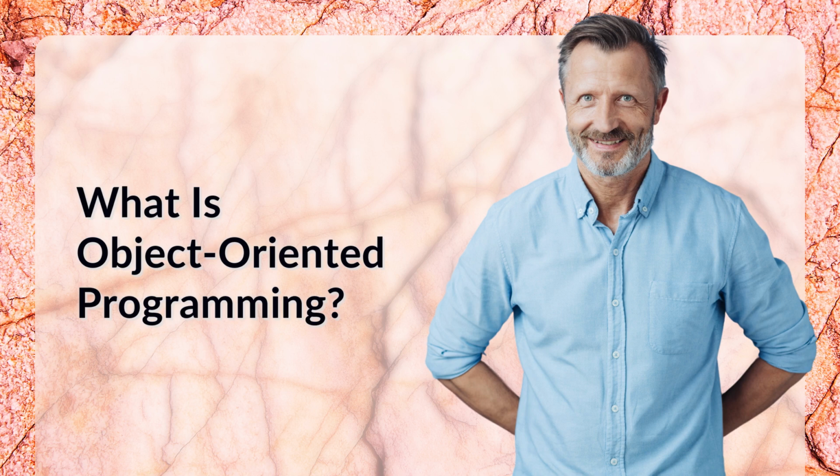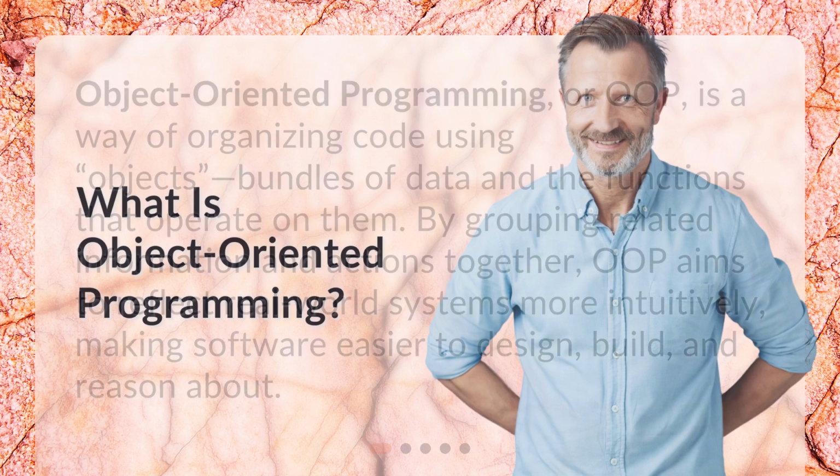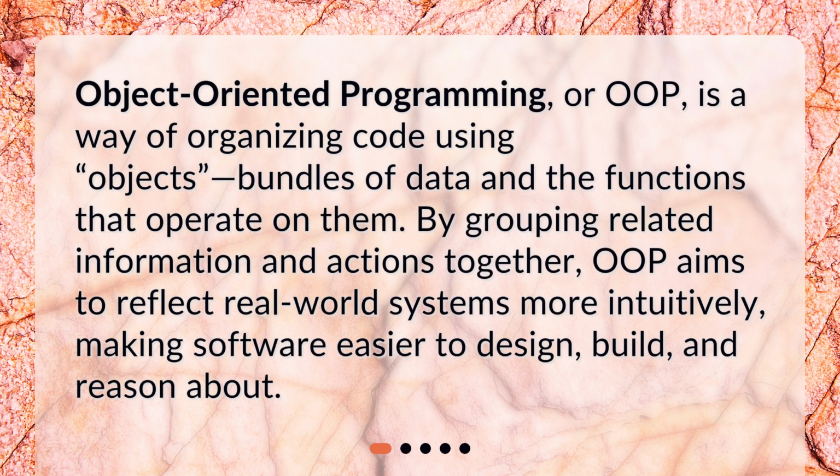What is object-oriented programming? Object-oriented programming, or OOP, is a way of organizing code using objects, bundles of data and the functions that operate on them. By grouping related information and actions together, OOP aims to reflect real-world systems more intuitively, making software easier to design, build, and reason about.